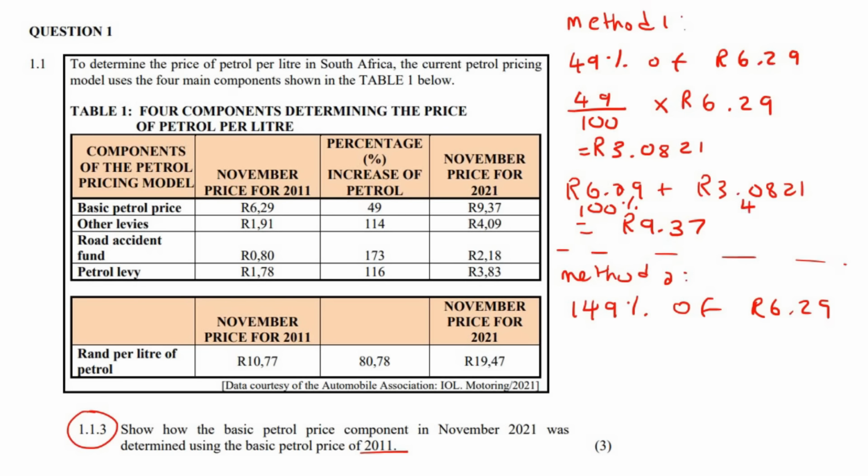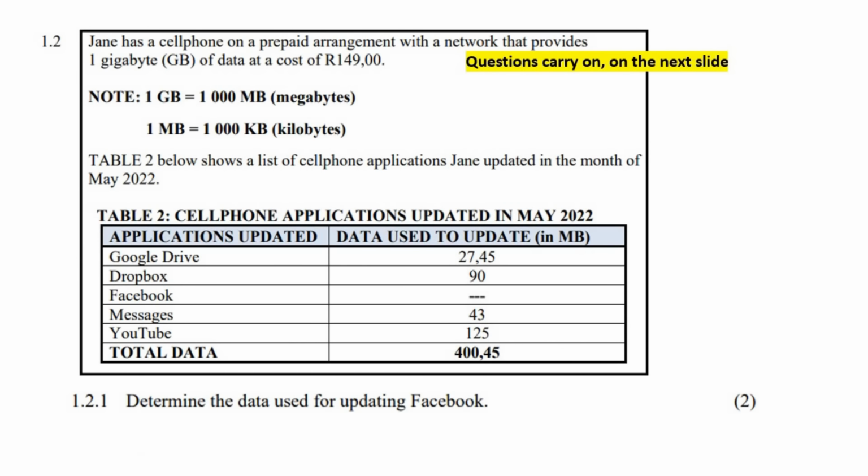And then we added on 49%. So how much are we actually adding together? We're adding 149%. So you can just do it in one step if you wanted to. You would say 149 over 100 multiplied by 6.29, and that gives you the exact same answer, 9.37. Okay, so this question will carry on.